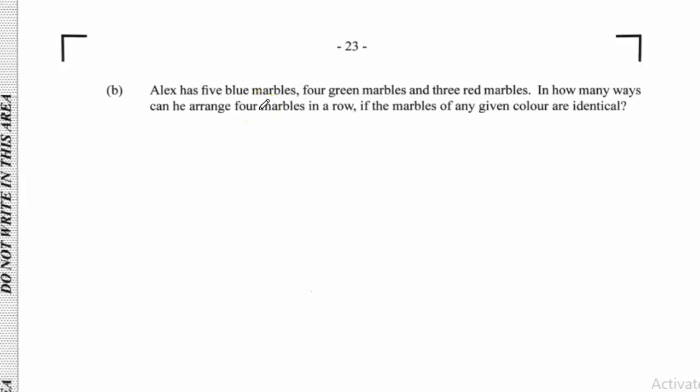Alex has 5 blue marbles, 4 green marbles, 3 red marbles. In how many ways can he arrange 4 marbles in a row if the marbles of any given color are identical? So the marbles, whichever color, must be the same. My interpretation here is 4 marbles, arranged in a row, and all 4 must have the same identical color. Alright, this is a simple question.